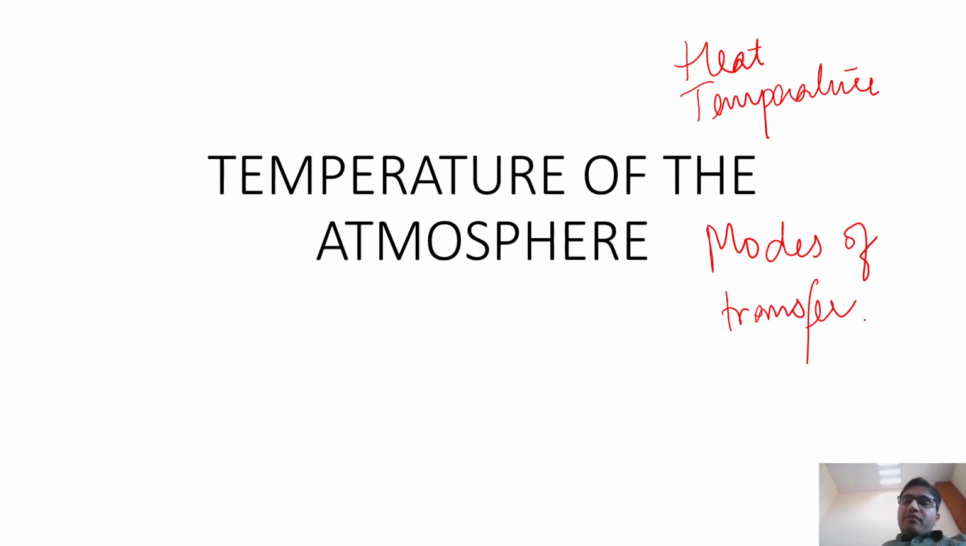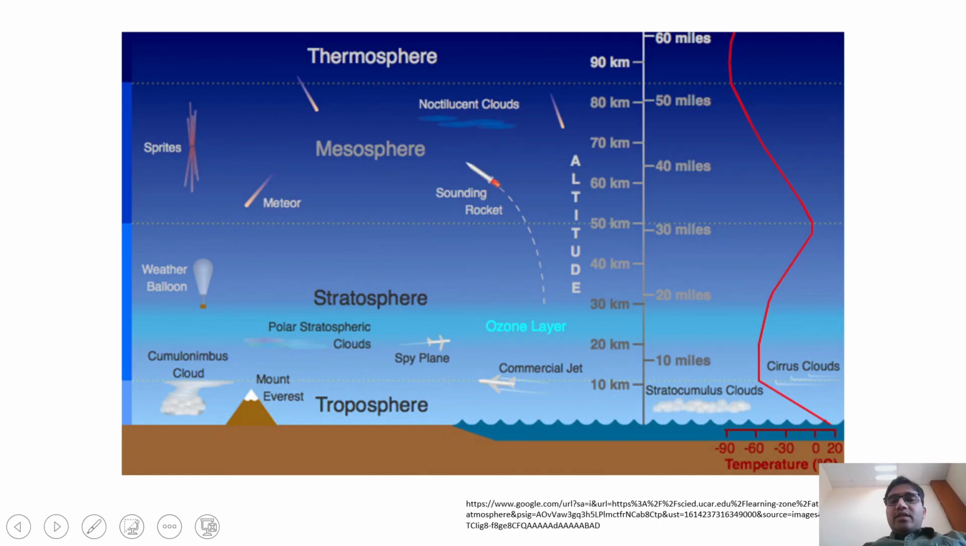So, if we look at the diagram of the atmosphere, in this diagram you can see the various layers of the atmosphere. If we start from the Earth's surface, the first one is the troposphere, then stratosphere, mesosphere, and thermosphere. And on the right hand side, you can see how the temperature variation occurs in the atmosphere. So here, if we go from the Earth's surface till the tropopause, so this is the tropopause.